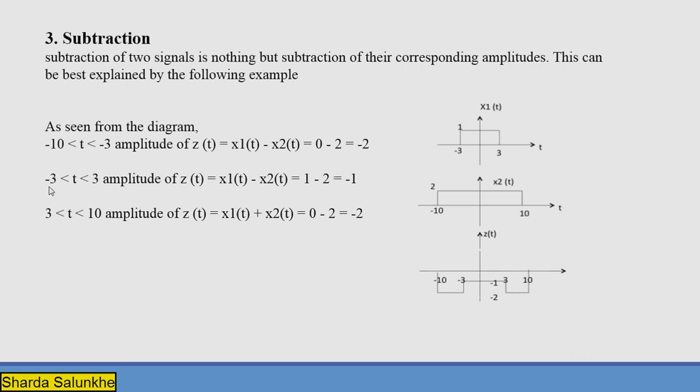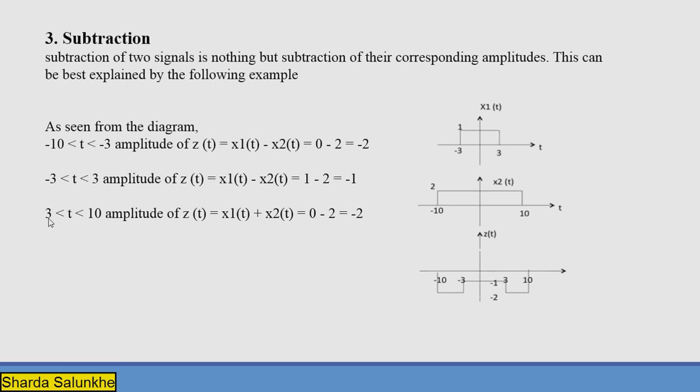Next, for the time period minus 3 to 3, the amplitude of z of t is equal to x1 of t minus x2 of t. This is the amplitude of x1 of t, which is 1, and this is the amplitude of x2 of t, which is 2. So 1 minus 2 becomes minus 1. So z of t for this period is minus 1.